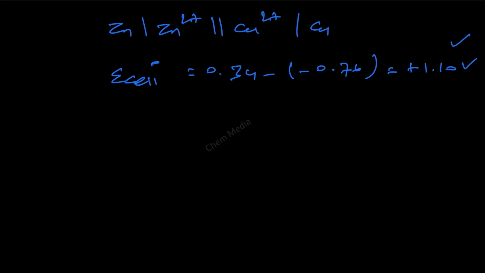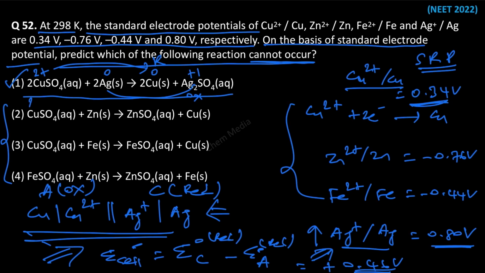This means here what is happening? At the cathode, reduction happens. Copper 2 plus is gaining 2 electrons and becoming copper solid. So let us look at the reaction: copper 2 plus gaining 2 electrons and becoming copper solid. So this is possible. Likewise, we will check the other two as well.